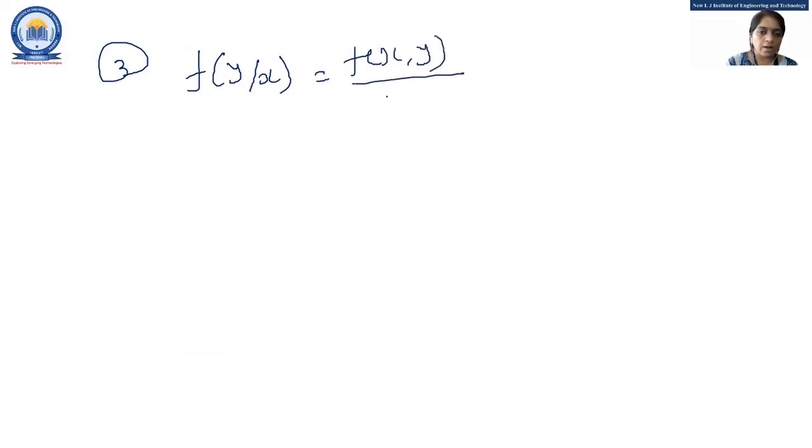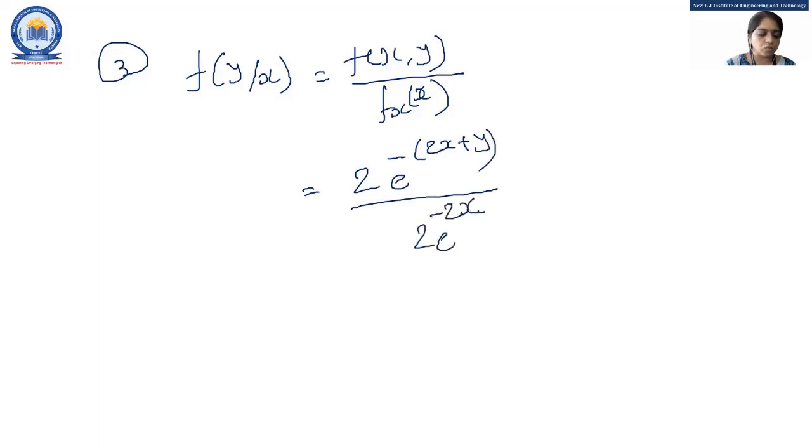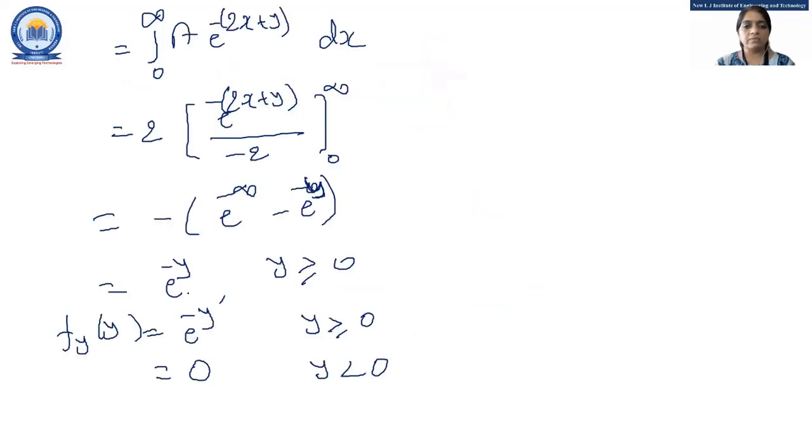And for the third one, we want to find the value of f of y given x, and that is f of xy upon f of x for all x, and that is 2 e to the power minus (2x plus y) whole upon 2 e to the power minus 2x. For simplification, it is e to the power minus y for all y greater than or equal to 0. So this is the answer of the given question.